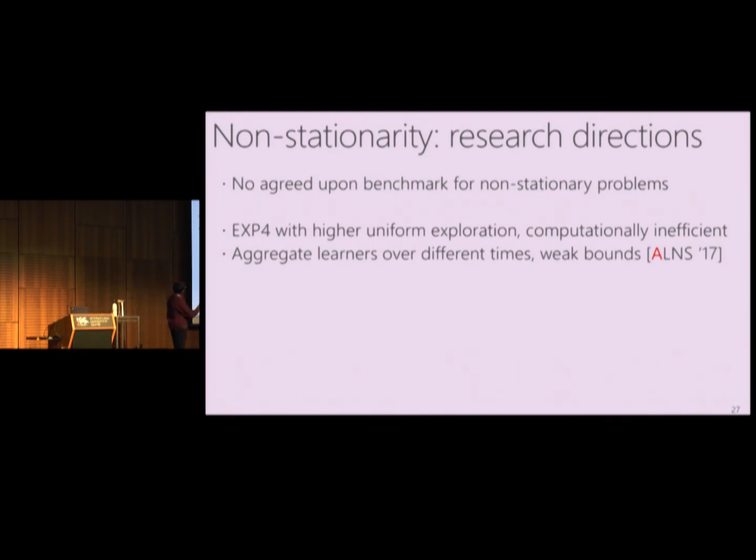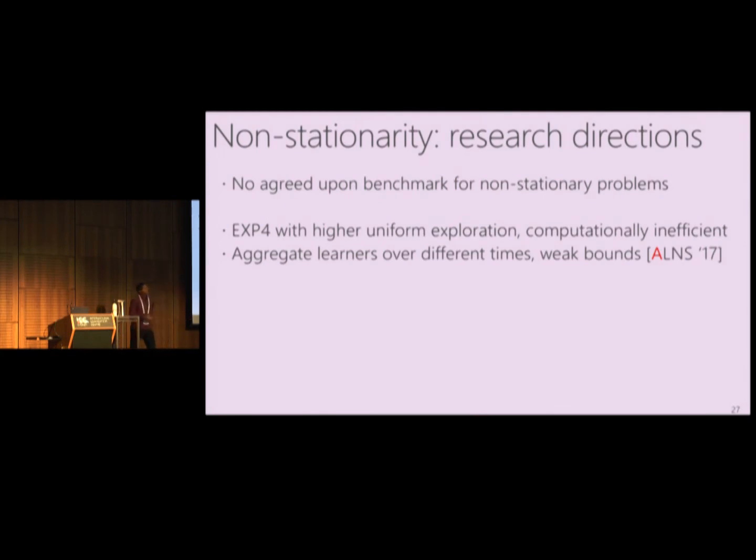So John talked very briefly about this EXP4 algorithm, which does some kind of exponential weighting over policies. What you can do is take the algorithm, which is designed for stationary environments, and add a little bit of uniform exploration to it. You can show that it is actually a pretty good algorithm for non-stationary settings according to some definitions, which is great, except for the fact that the algorithm is not really computationally practical. So if you were just worrying about the statistical properties, this is actually a pretty good thing to do.